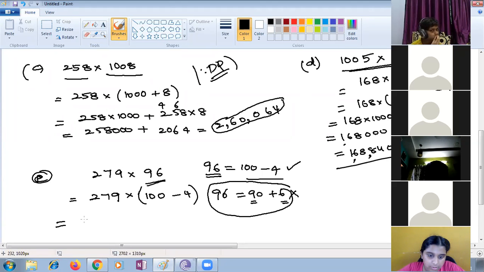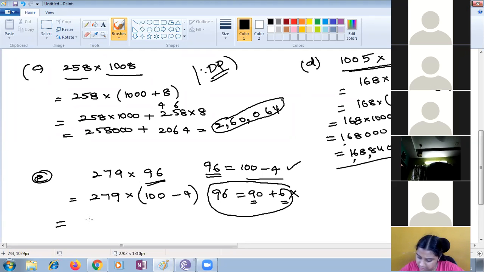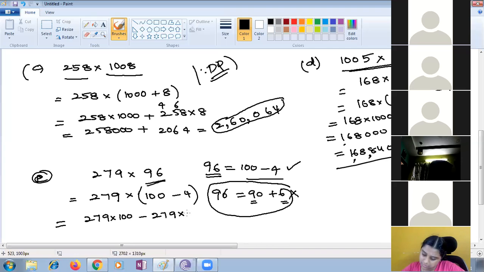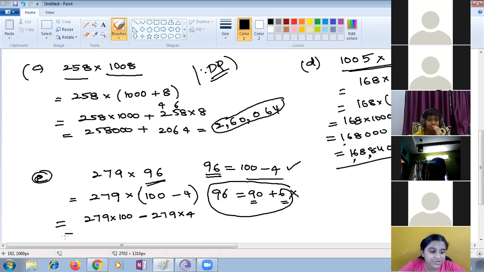Lohini, okay, you just see and observe the next question for you. Lohini, please distribute mother here. Okay, ma'am. 279 into 100. Very good, minus 279 into minus 4. No minus, already a minus is kept. Who is other child? 4, ma'am.